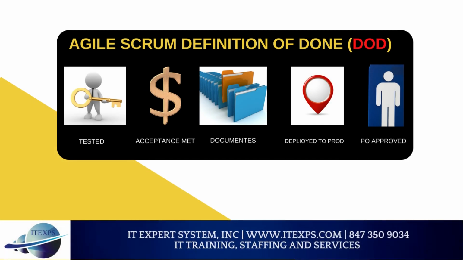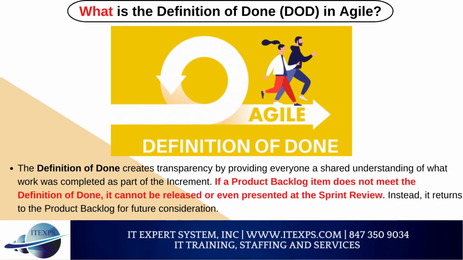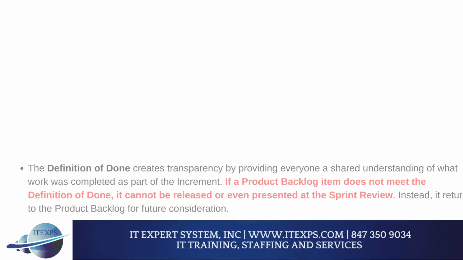Today we are going to talk about definition of done. What is the definition of done, DOD, in Agile? The definition of done creates transparency by providing everyone a shared understanding of what work was completed as part of the increment. If a product backlog item does not meet the definition of done, it cannot be released or even presented at the sprint review. Instead, it returns to the product backlog for future consideration.